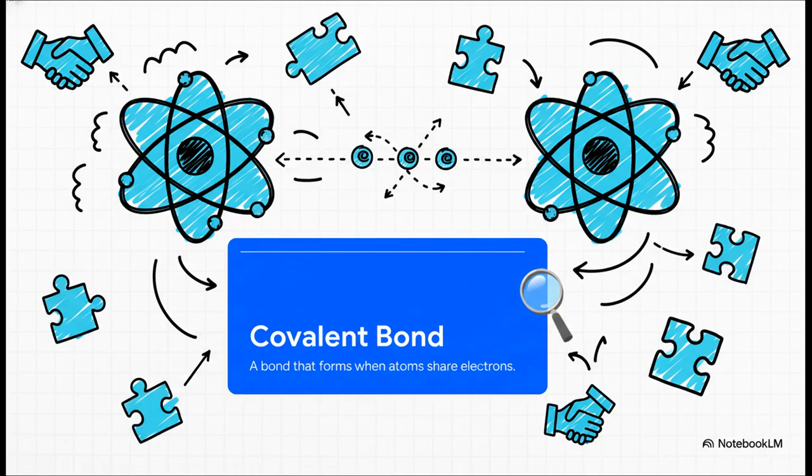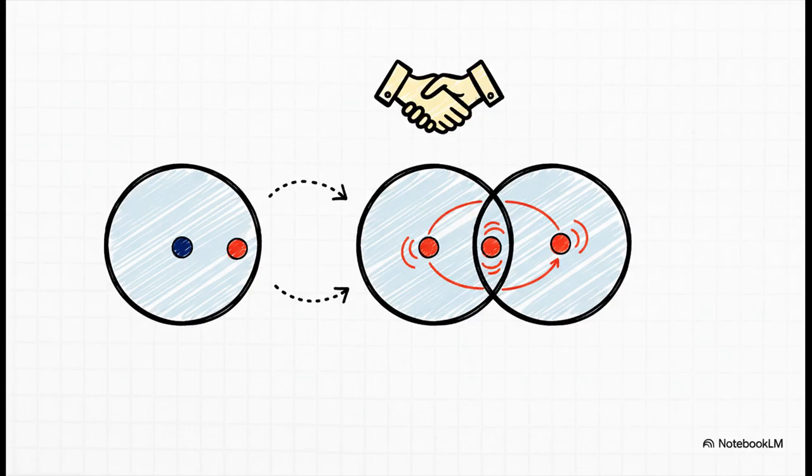It's a real partnership. A perfect, simple example is a hydrogen molecule. Each hydrogen atom just has one electron. Neither one is really strong enough to steal an electron from the other, so they compromise. They each put their electron in the middle and share them. And by doing that, both atoms get to feel like they have a full outer shell. It's a total win-win situation.